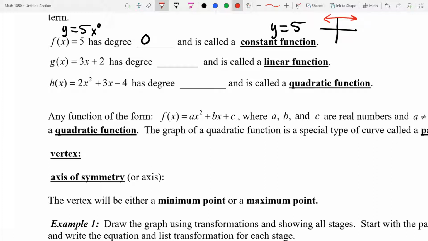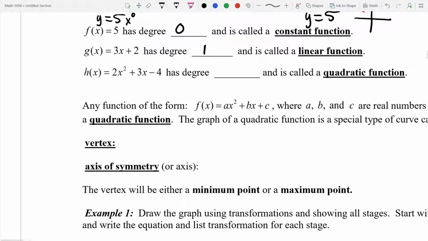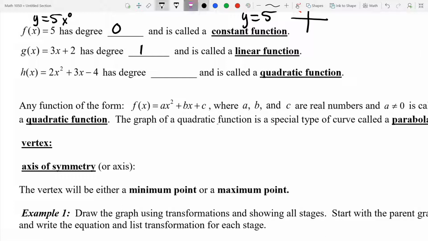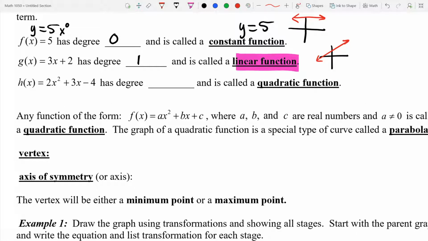Okay? The next one is y equals 3x plus 2. Everybody in the room, tell me what's the degree of that one? It's a 1, right? And if you looked at y equals 3x plus 2, I'm sure that you guys would know that's a line, so that's why it's called a linear function, okay? If you graphed it, it would look something about like this. That's just a very rough sketch of it, but it would look about like that, okay?